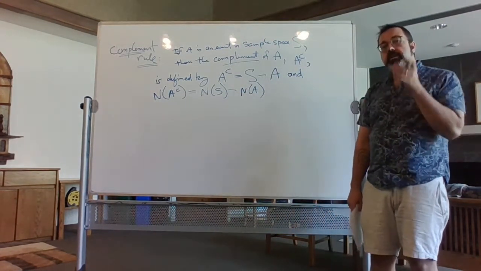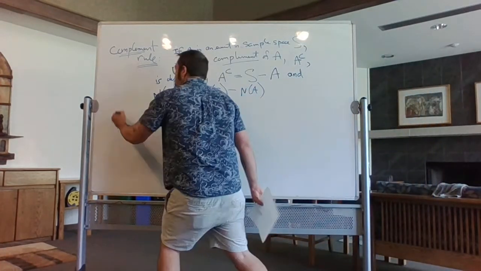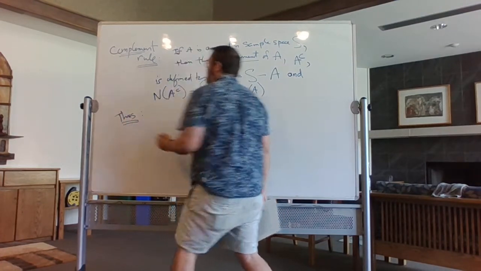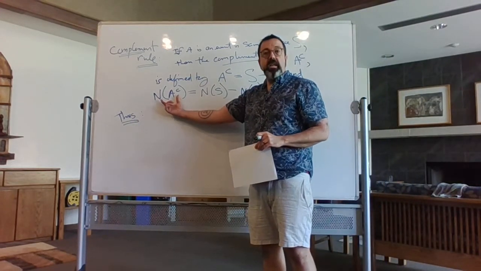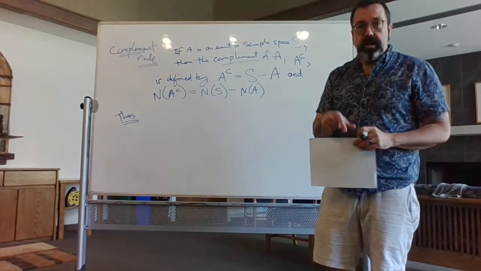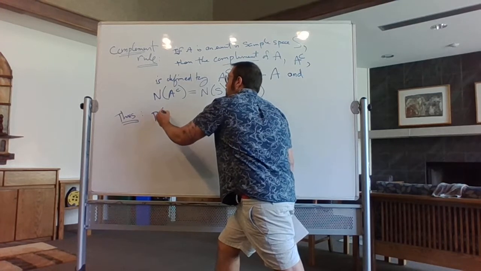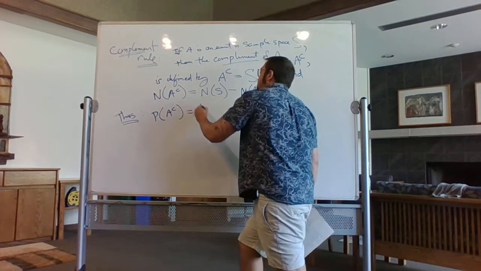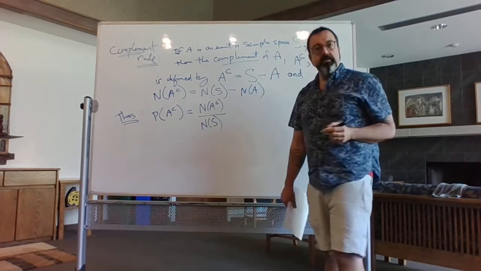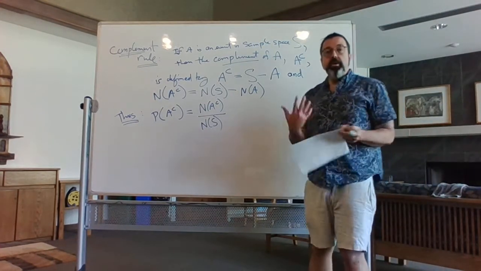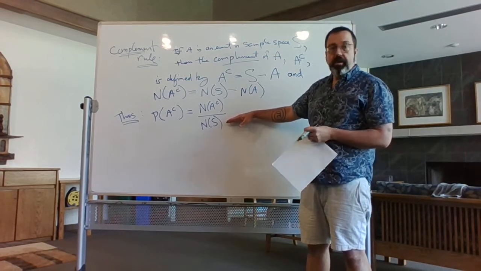Now, if you remember back in section 9.1, to find the probability of an event, all we did was take the number of outcomes in that event and divide by the total number of outcomes in the sample space. So the probability, for instance, of the complement would be the number of elements in the complement divided by the number of elements in our sample space, because that was just how we computed the probability of an event.